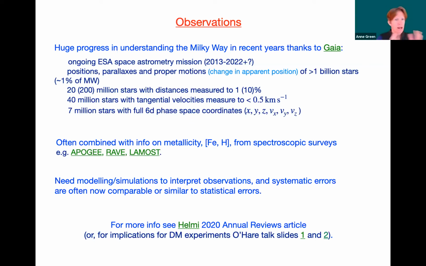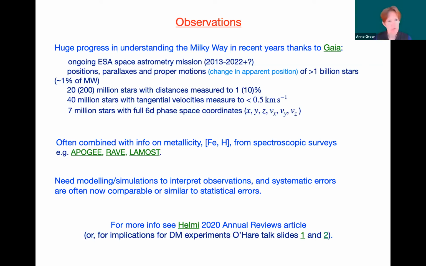And what it can do and how accurately it can do it varies from star to star. It's easy to measure distances to nearby things. It's harder for further away things. But if you're really interested, those three lines at the bottom underneath the first blue heading tell you exactly what it can do for different numbers of stars. You then combine data from Gaia with data from what's called spectroscopic surveys, where they take the spectra of the light from the stars. And that's useful because you can measure what's called the metallicity, in particular the abundance of iron. And that's useful for unraveling things.